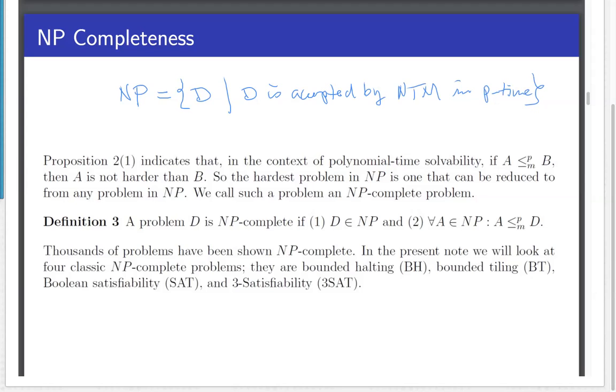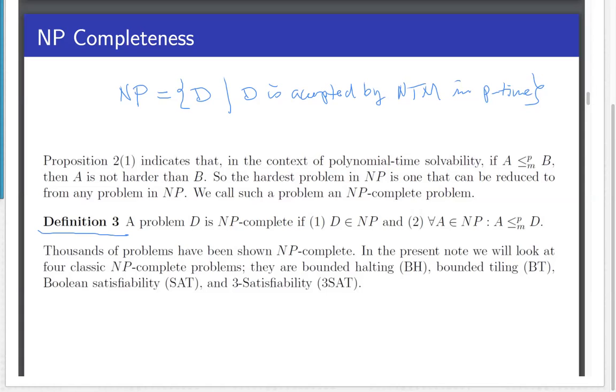So of course, obviously, the one that any problem can be reduced to will be the hardest, right? So that's the concept of NP complete problems. Okay, so now let's look at this definition. A problem D is NP complete if first, D is in NP. Second, any other problem in NP is reducible to it.